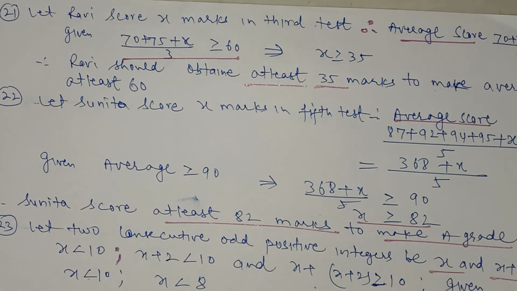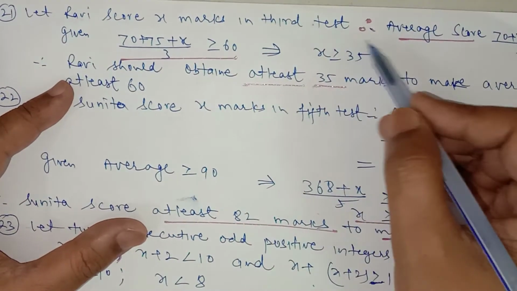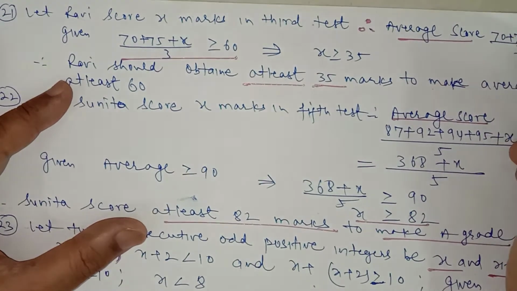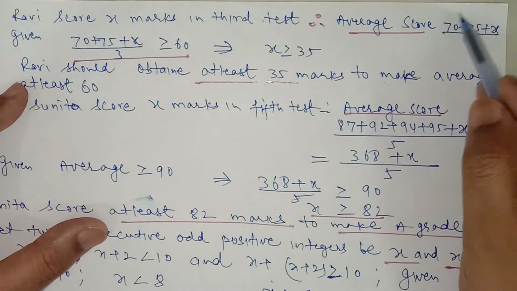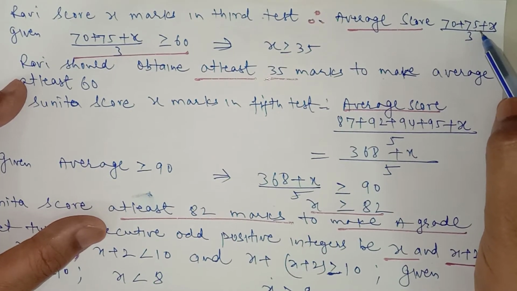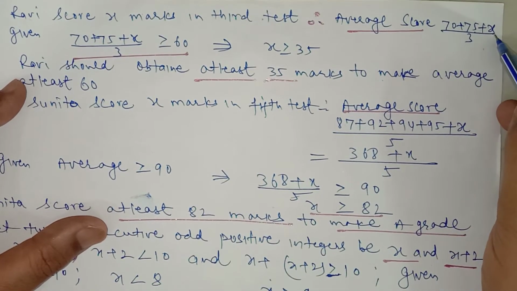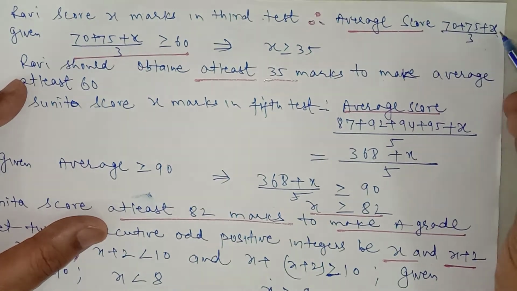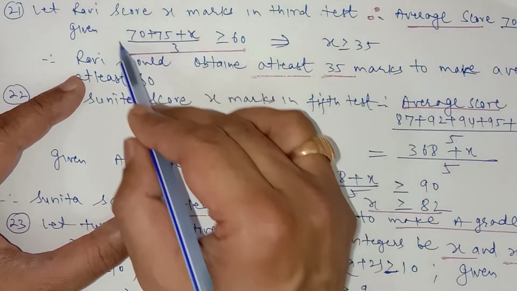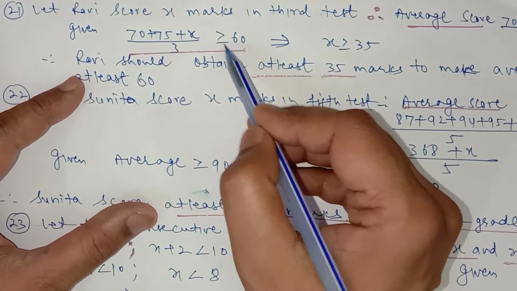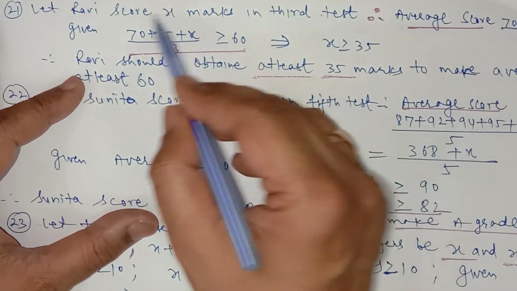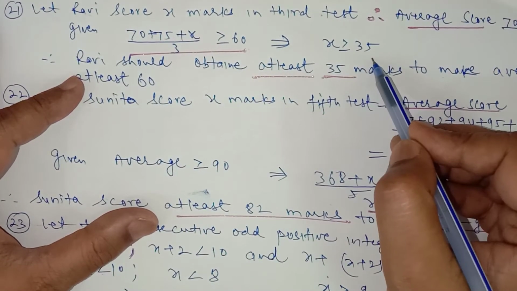minimum 60. So let the marks he should obtain in the third test be x. Now the average of the 3 marks will be (70 plus 75 plus x) upon 3. This is the average of the 3 tests. He is getting 70 and 75 marks in the first 2 tests, and x marks in the third test, and this average should be at least 60. So this should be greater than or equal to 60. At least means greater than or equal to, and at most means less than or equal to. So we are getting the value of x as greater than or equal to 35.